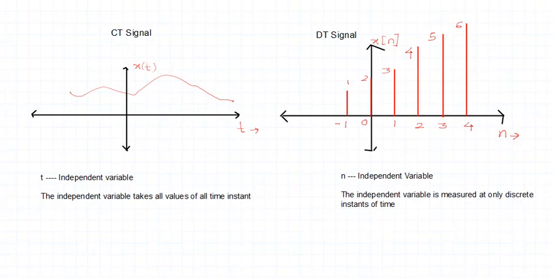Now friends, I'm going to tell you a very important thing about DT signal. If you look carefully, the measurement of a DT signal is done at equal intervals of time. You could see here the instant from 0 to instant 1, from 1 to 2, from 2 to 3. If you see, they are at equal distances.